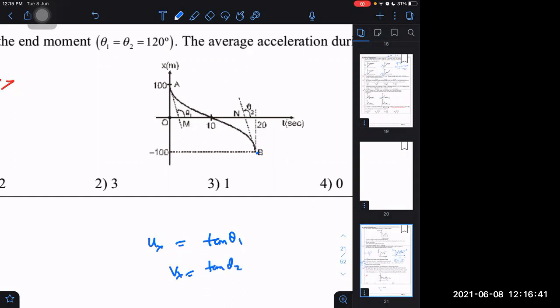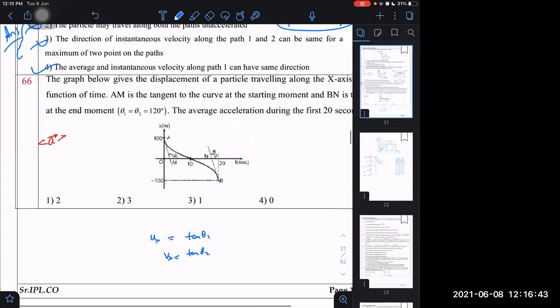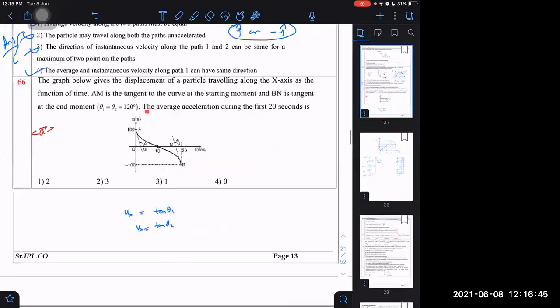This is given to us. Next, we have to find the average acceleration during the first 20 seconds. These are given, we can determine the values of these. What is the value of tan theta 1? They are same angles. Then average acceleration is Vx minus ux divided by time interval. That average acceleration will be 0 because initial velocity and final velocity are equal. Are these equal or not?